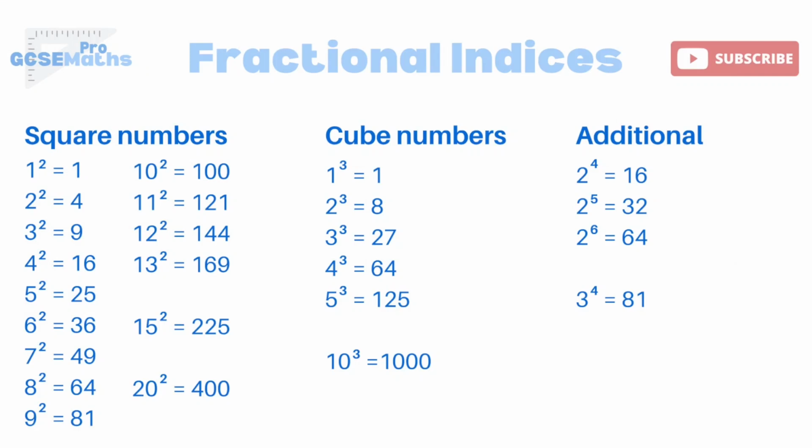This screen I had when we looked at fractional indices. It's just to say that because this topic is non-calculator, it will come up on your non-calculator test. Obviously, you should already know the square numbers anyway, but I do always recommend memorizing these few cube numbers. Obviously, 1 cubed makes no difference, it's just 1 anyway, isn't it? But from 2 to 5 cubes, so 8, 27, 64, 125. Memorize those, become familiar with those, because that will help you a lot when you're dealing with fractional indices.